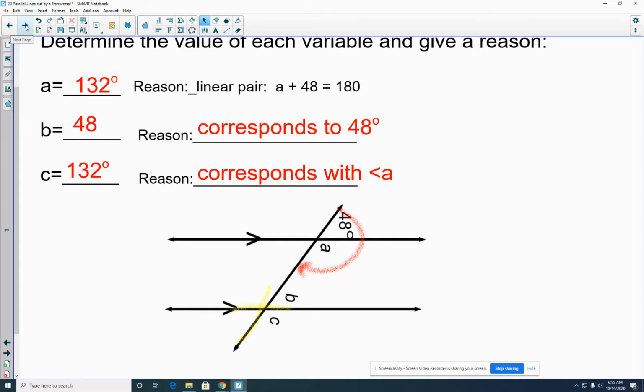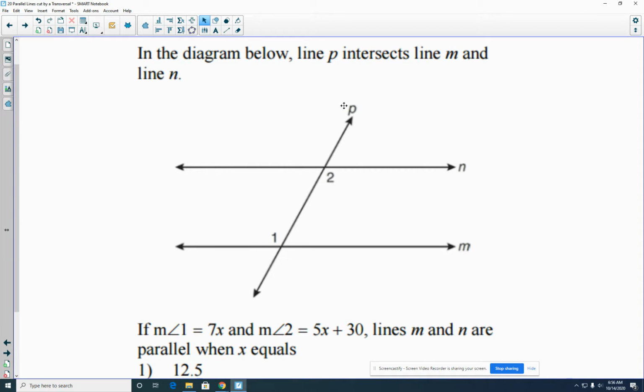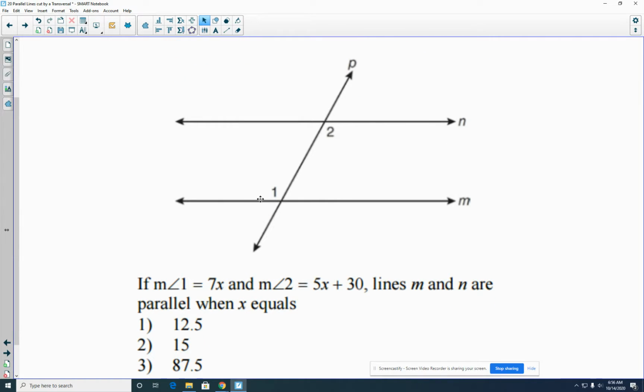All right. So now into some basic questions applying what we were just discussing in terms of alternate interior, alternate exterior, and corresponding angles. All those relationships say that those angles are equal. So we're going to look at a diagram with lines M and N, and P runs through both M and N. Now we want to know, if angle 1 is 7x, and this is what you always have to do, you have to make sure you fill in your diagram. So angle 1 is 7x, angle 2 is 5x plus 30.